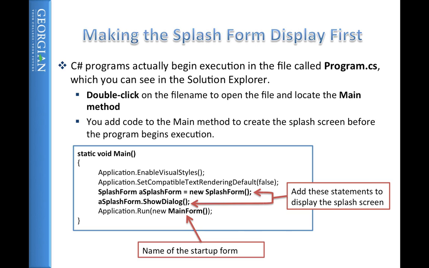And again, there's an issue, right? Because we want to make the splash screen appear first. This is the other thing that you have to decide. How do I make a specific form appear first? Well, you do that in the Main method of your C# code. And where is that main method anyway? Because you haven't seen it so far.